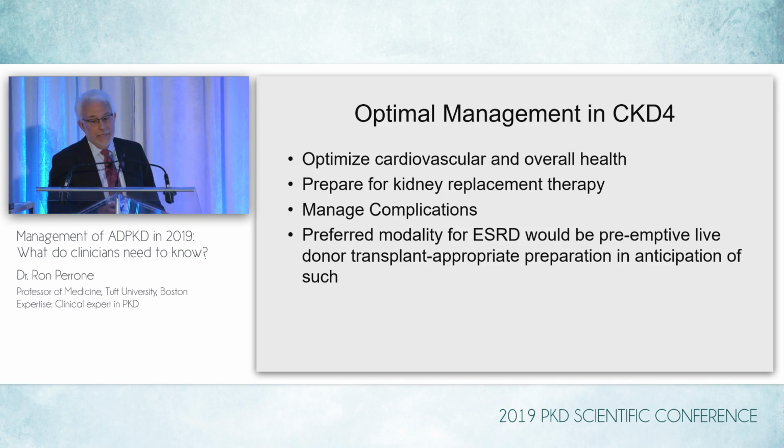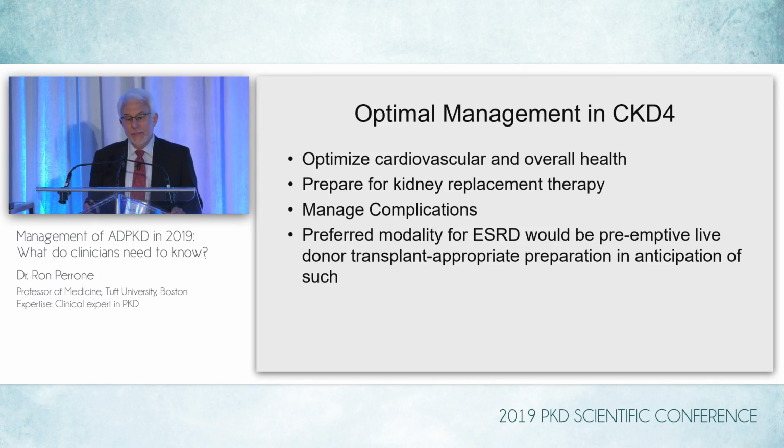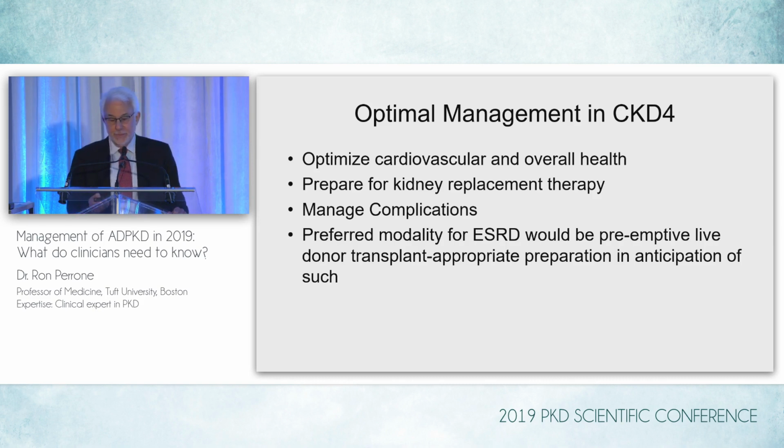So the optimal management in CKD4, with an eGFR below 20, should include optimizing cardiovascular and overall health, preparing for kidney replacement therapy, and managing complications. And the preferred modality for ESRD would be preemptive live donor transplant and appropriate preparation and anticipation of that.